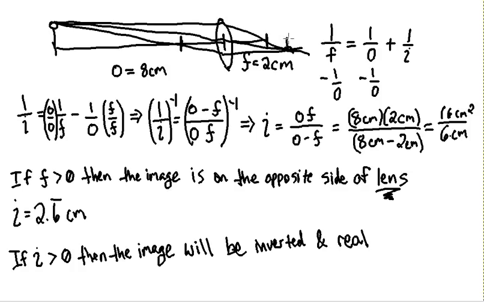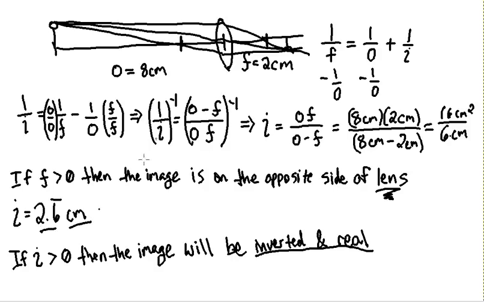But this is a real image because the light rays come together, and it's inverted because it's upside down. Think of its orientation. Before, the top of it was facing towards the top of the screen up here. Now the top of the image is facing towards the bottom of the screen down here. So the full answer for this: 2 point repeating 6 centimeters, and the image is inverted and real. That right there is worth 4 points. You get a point here, that's kind of a gimme.